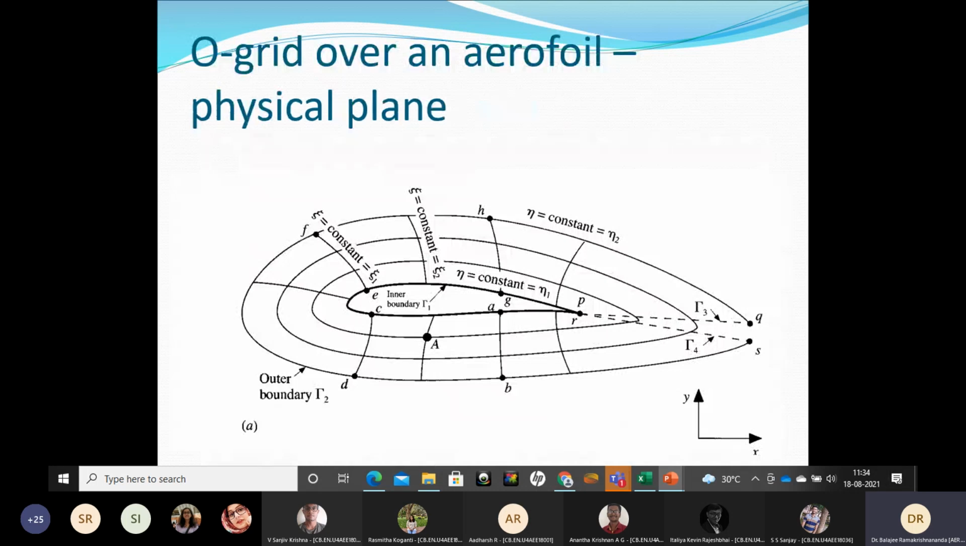We saw this O grid for an airfoil. The grid which we saw earlier is known as an O grid because it resembles the English letter O. We also have C grids, which are famous, looking like the letter C. Then we have H grids, which look like the letter H. Unfortunately, we don't have grids for every English alphabet. So that's about it.